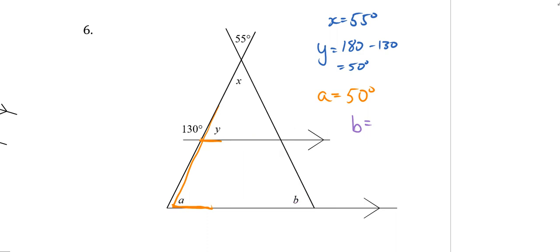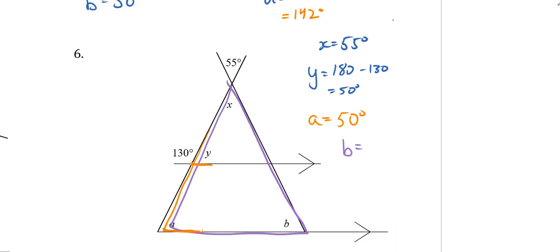Hold on. I'm going to show you something. What about this? What are the three angles in that triangle? X, which we know. A, which we know. And B. So can I do that? 180 minus 55 minus 50. Which works out to? Anybody have a calculator? 75, thank you.